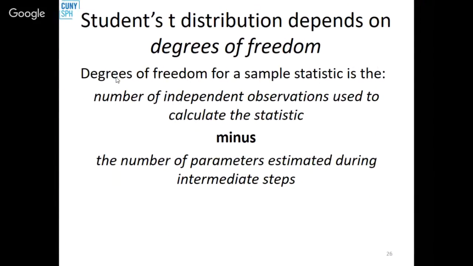So you need to know how to calculate degrees of freedom. This will be a recurring theme in your statistical classes, in this one and going forward. It's simple for this Student's t-distribution. All it is is the number of independent observations minus the number of parameters estimated during intermediate steps.